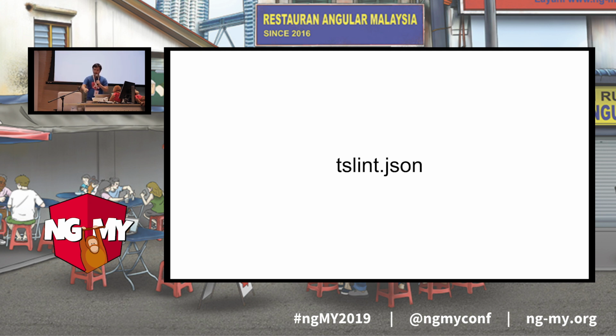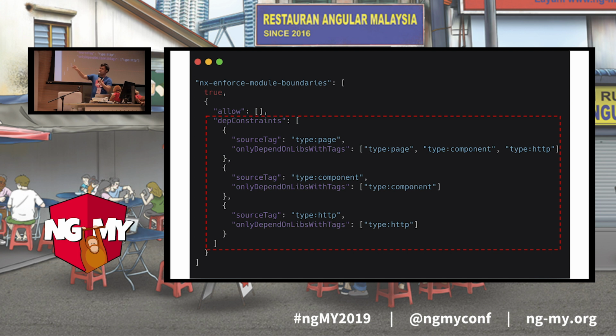And the tslint.json file. There is the extra TSLint rule, as you can see, nx-enforce-module-boundaries. And there is the depConstraints that contains the source tag and onlyDependOnLibsWithTags, which I define: type page to be the library that contains only smart components, type component to be the library that contains only dumb or presentational components, and type HTTP to be the library that contains only HTTP services. So type page can import other libraries, right? But type component cannot import smart components or type page, and the same with HTTP.